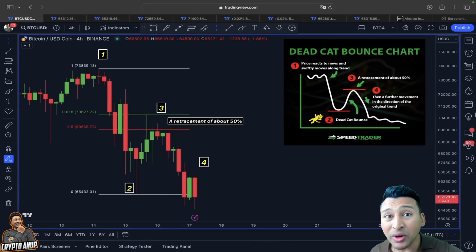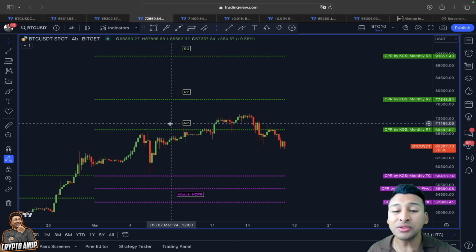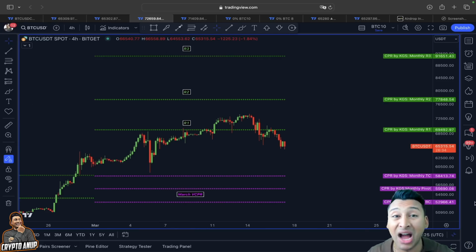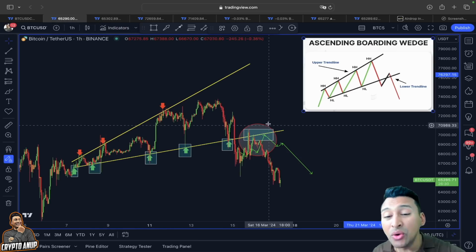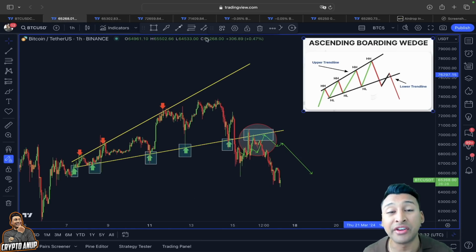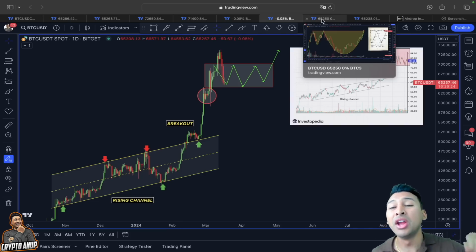So since the price of Bitcoin has failed to find support above this 0.5 Fibonacci line, failed to find support above this monthly R1 line, now where could the price of Bitcoin possibly be heading? Because if you look at this price action in a different time frame using different scenarios, we are definitely being flashed with some very interesting moves.